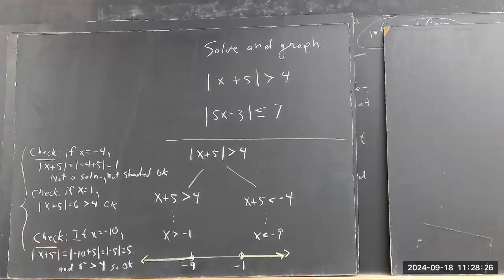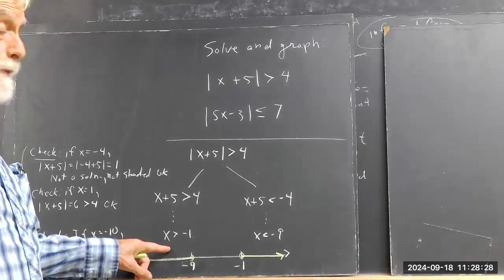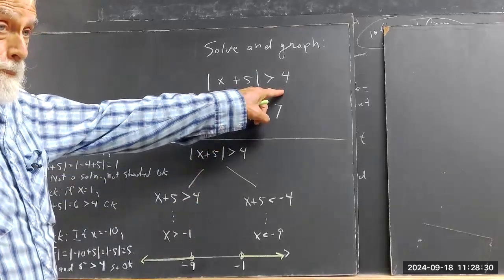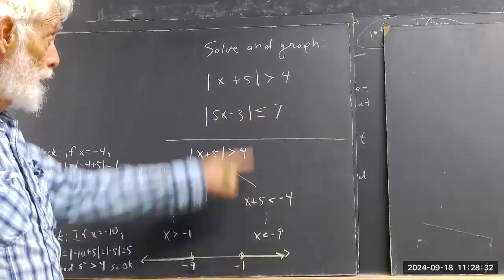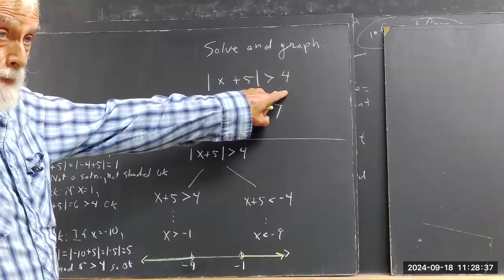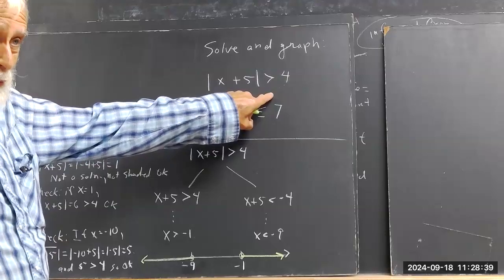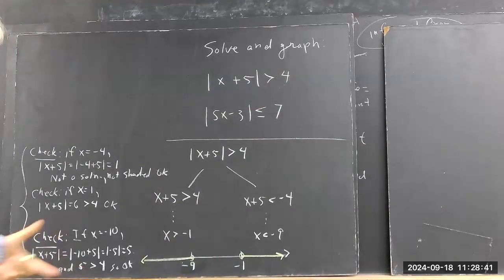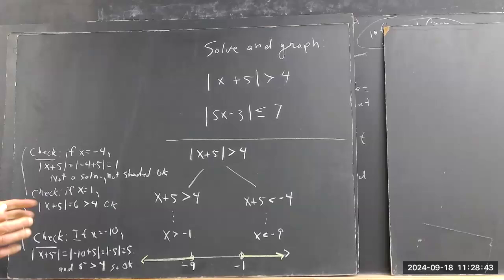Okay. You might also want to check what happens if x equals -1. Well, you're going to get 4. If x equals 9, you're going to get absolute value -4 is equal to 4. Okay, it's not greater than, but it's almost. Well, think about those things to understand the absolute value.